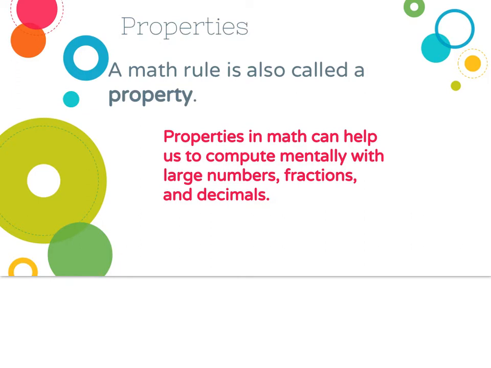Before we go much further, you need to understand what the word property means. Property is simply a math rule. Properties in math can help us to compute mentally with large numbers, fractions, and decimals. All that means is that a property is a rule that is always true in math, and it can help us to solve problems easier in our head.